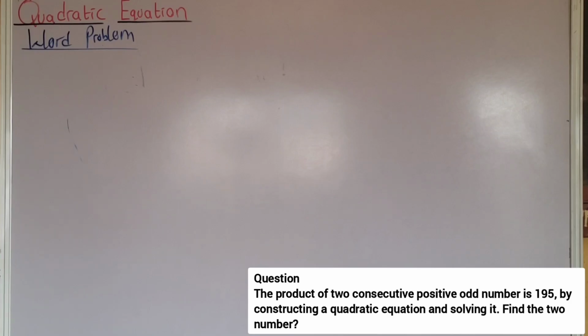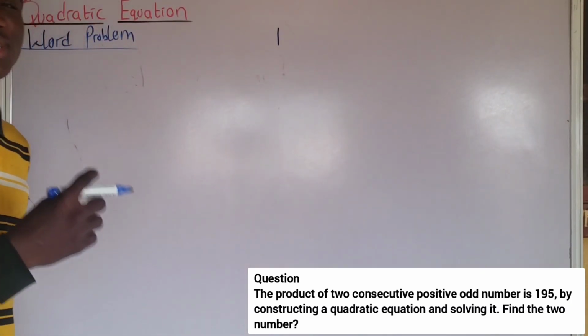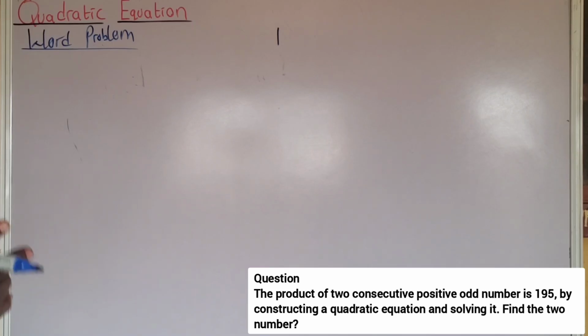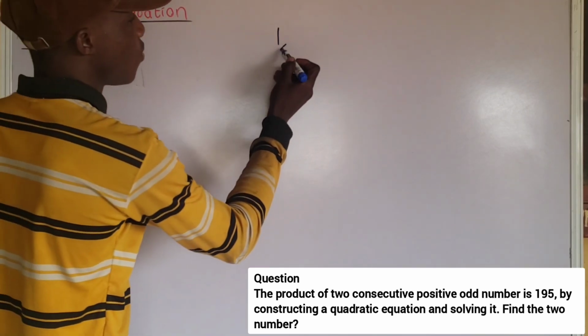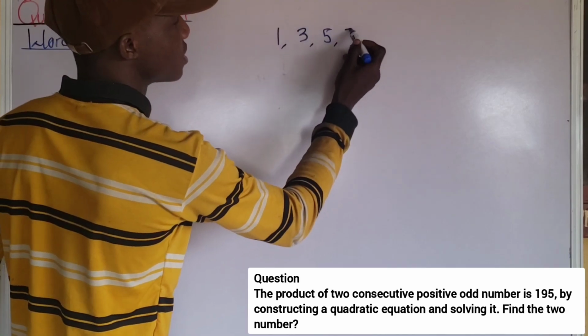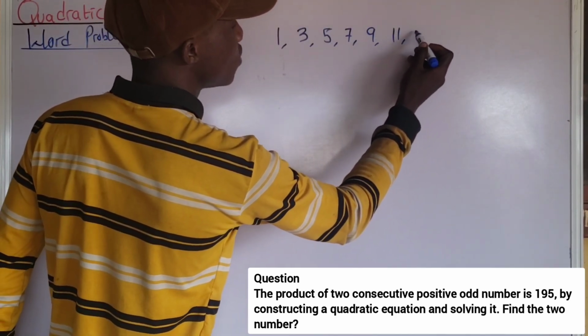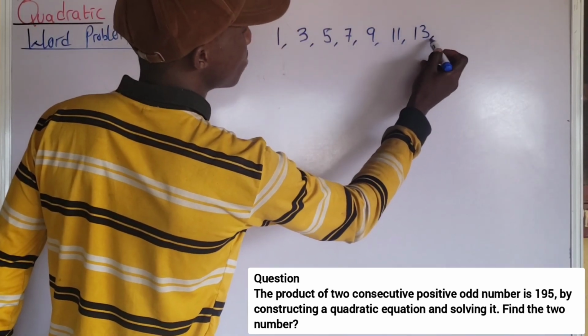What are odd numbers? The difference between two consecutive odd numbers is 2. Are you paying attention? Let's say that the first odd number is 1. What will be the second consecutive odd number? That will be 3. So 1 plus 2 is 3. 3 plus 2 is 5. 5 plus 2 is 7. 7 plus 2 is 9. 9 plus 2 is 11. 11 plus 2 is 13. 13 plus 2 is 15.